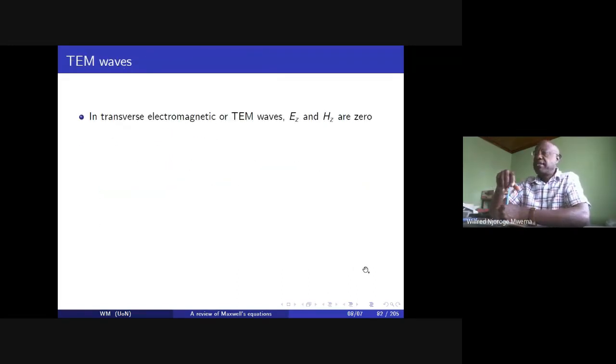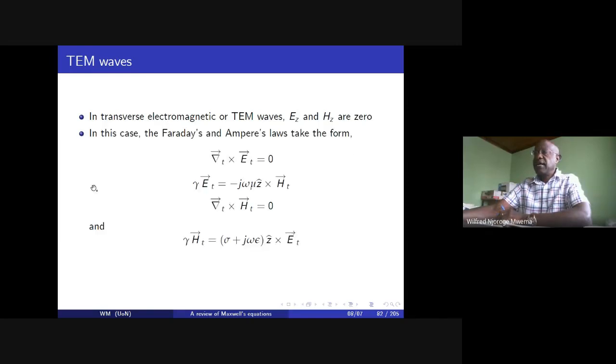So we look first at what we call the TEM waves, or the transverse electromagnetic waves, which are normal, just like the light that comes from the sun. So for the transverse electromagnetic or TEM waves, Ez and Hz are identically equal to 0, and therefore in the reduced form, we can have Faraday's and Ampere's laws having the following form.